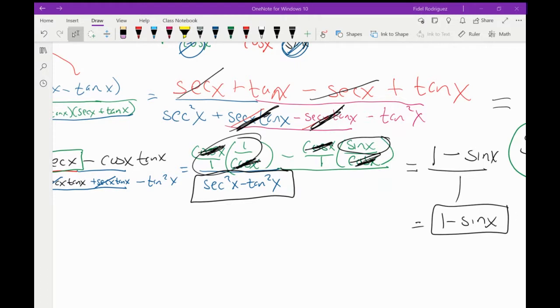Okay, so let's see. Let me see if I can pull up a question that's a little bit more like what I'm looking for here. We'll do this one here in a second too, but I'm trying to find one where it actually says verify that this side is equal to that side. Okay, here we go. Verify that this equation is an identity.